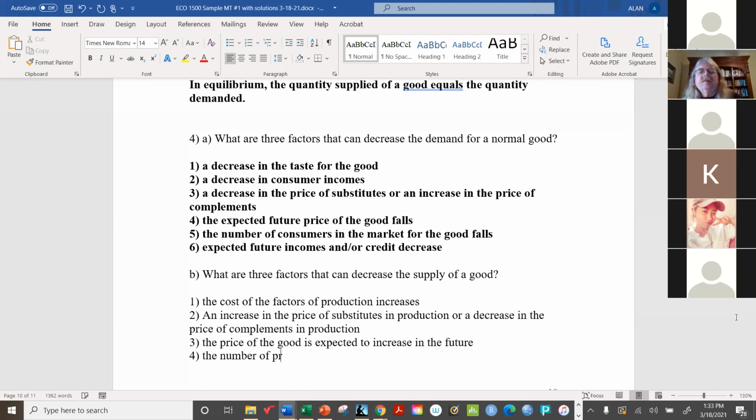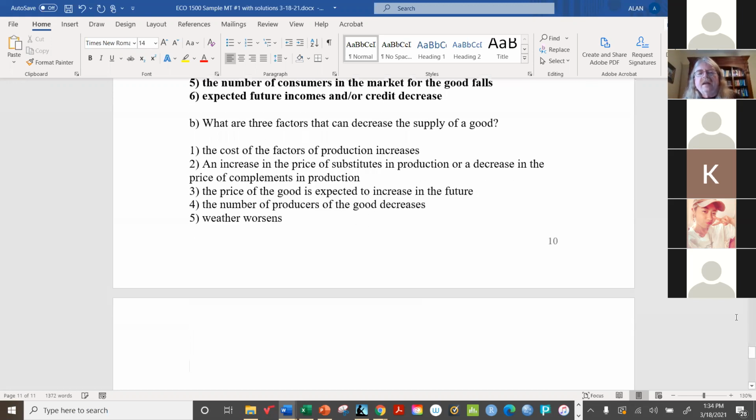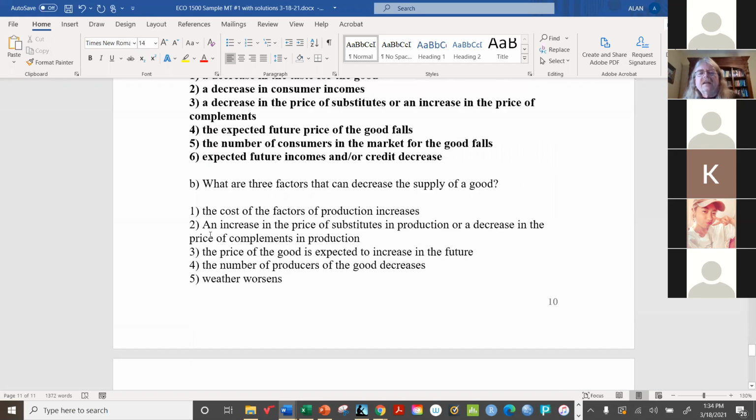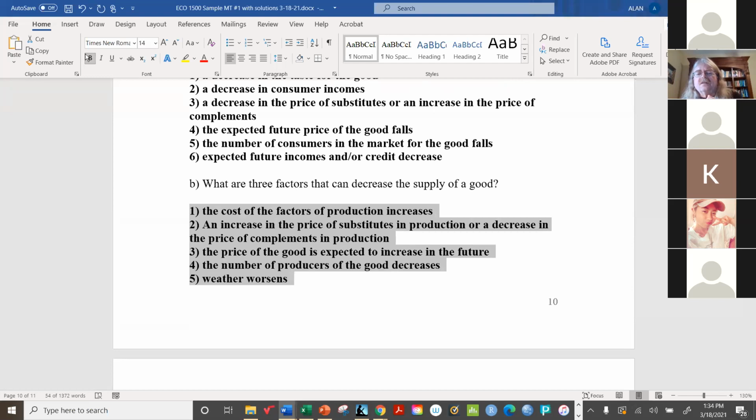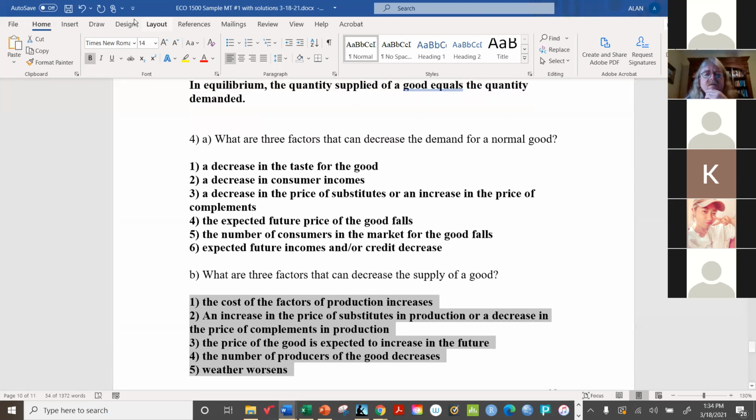The number of producers of the good decreases. In other words, somebody leaves the market, a company goes out of business that was producing a product. Therefore, there's less output. There's another one that you sometimes see listed, the weather or nature, it's called. How about this? Weather worsens. In other words, let's say it's constantly raining or there's constantly flooding and things like that. That could actually reduce certainly the supply of agricultural goods. So I think that will do for this one.